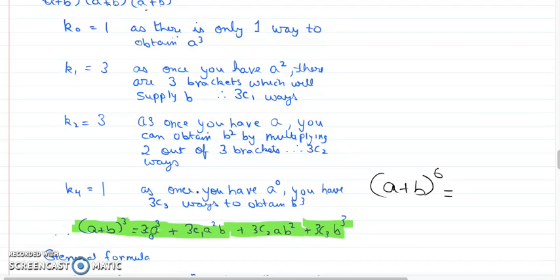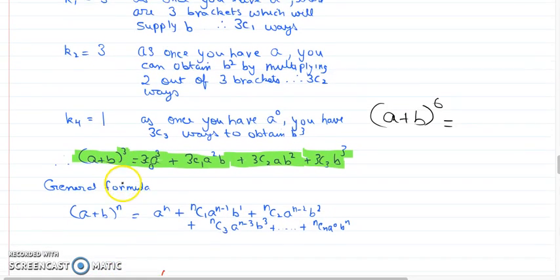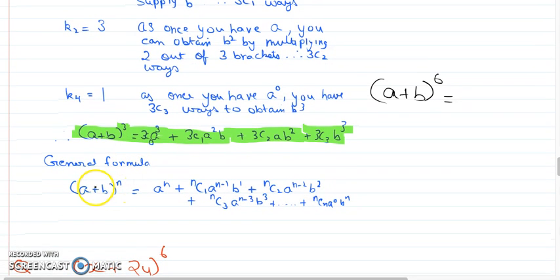So the general formula here becomes (a plus b) power n can be written as a power n plus nC1 a power n minus 1 b power 1 plus nC2 a power n minus 2 b power 2, and you keep going on until you reach nCn a power 0 b power n.